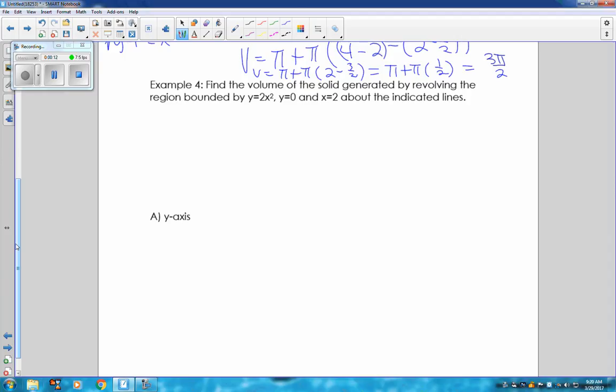All right. Find the volume of the solid generated by revolving the region bound by y equals 2x squared, a parabola, y equals 0 and x equals 2 about the indicated lines. So there's this problem, and there's parts A, B, C, and D, so we're going about different lines. But let's go ahead and sketch it here.